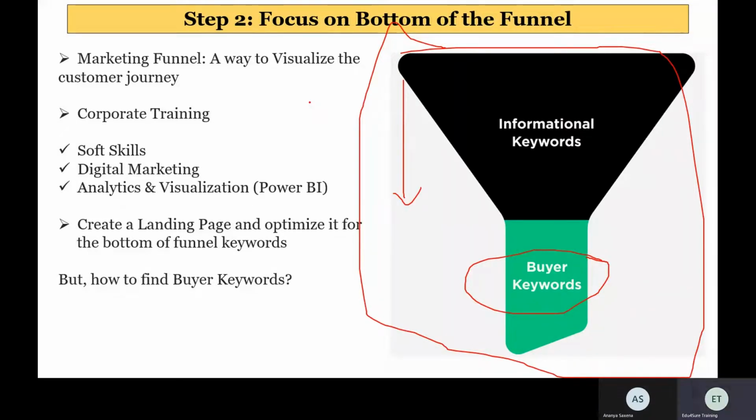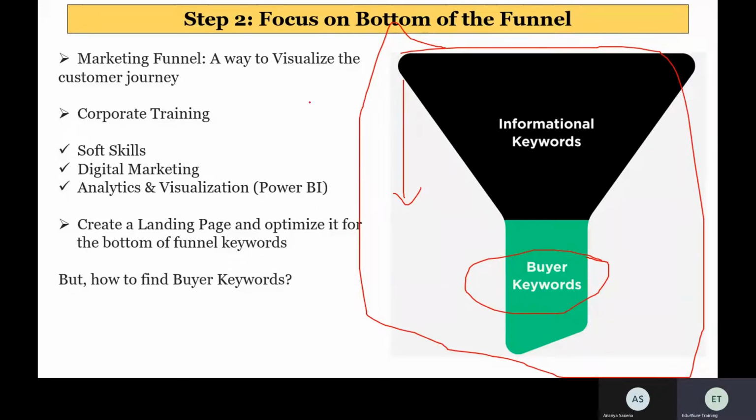Informational keywords are also important because some people may trust you once they go through your blogs based on their informational keyword searches, like what is mindfulness. If you have written a very good blog on what is mindfulness and people liked it, they can go to your landing page in that way as well. So some can directly come.